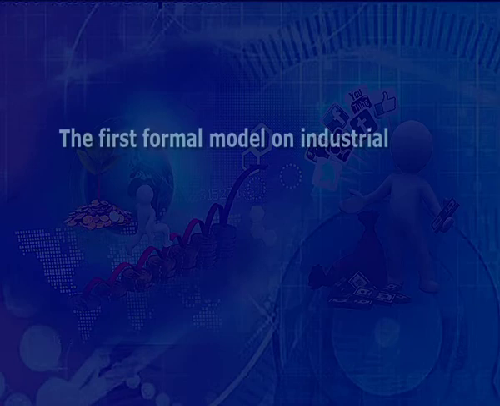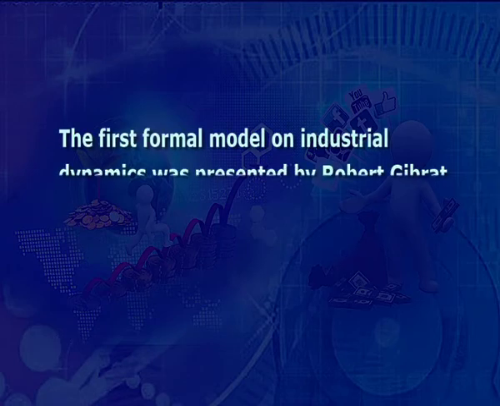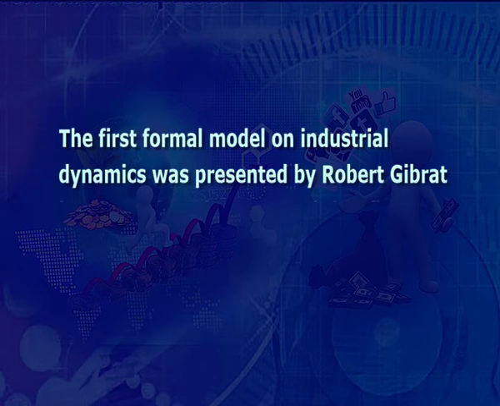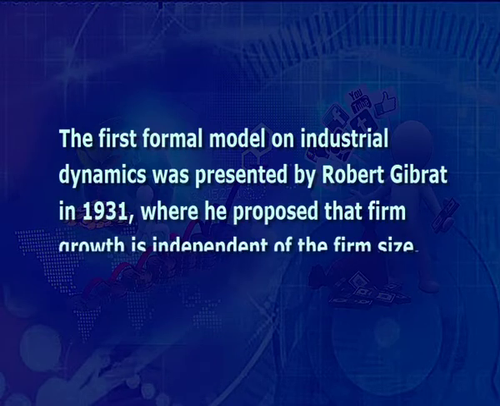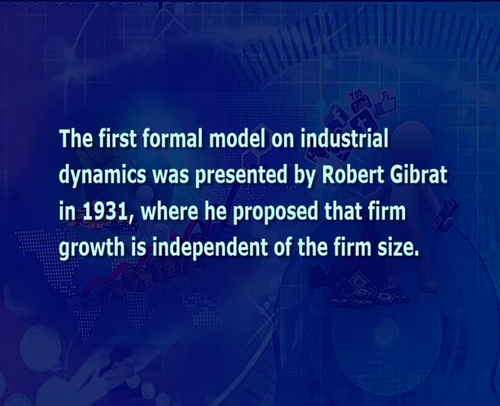A process which supports this assumption is called a Gibrat process. The first formal model on industrial dynamics was presented by Robert Gibrat in 1931, where he proposed that the firm growth is independent of the firm size. In general, processes characterized by Gibrat's law converge to a limiting distribution, which may be log normal or power law, depending on more specific assumptions about the stochastic growth process.